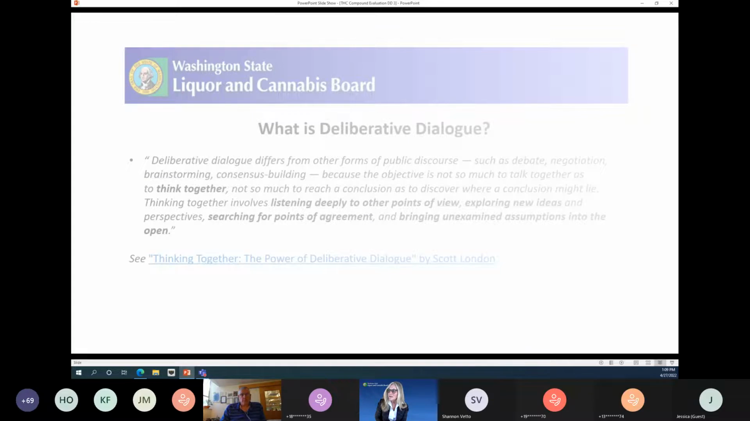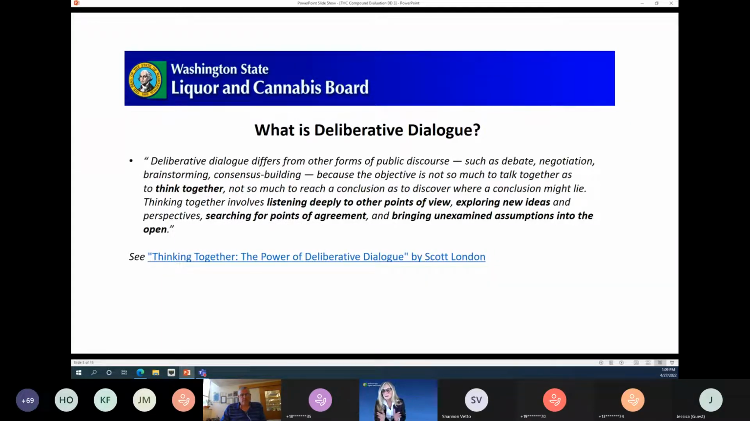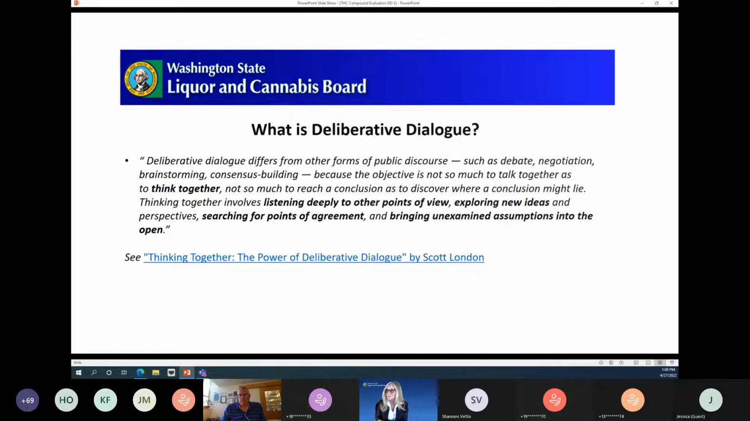And then I would like to just briefly touch on what deliberative dialogue is, although many of you are familiar with us because you've joined us for other deliberative dialogue sessions. But again, I just want to really emphasize that this is an opportunity for us to all think together, to listen deeply to other points of view, explore new ideas. We're really looking for points of agreement and to examine assumptions that we might have about these particular issues.